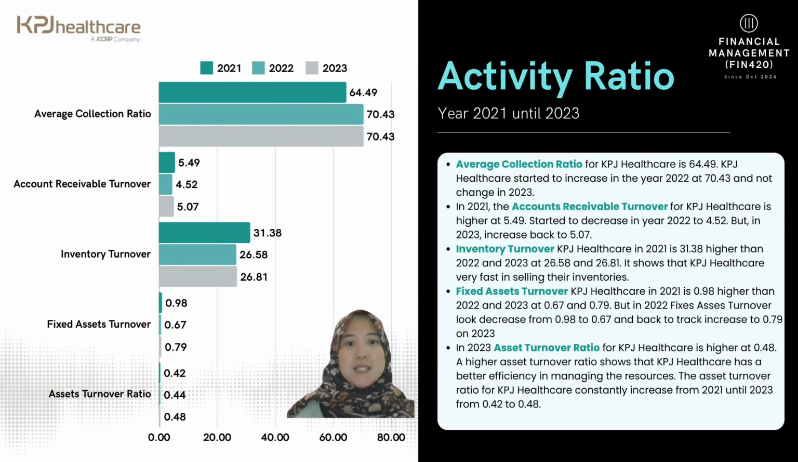In 2023, the asset turnover ratio for KPJ Healthcare is higher at 0.48. A higher asset turnover ratio shows that KPJ Healthcare is more efficient in managing its resources. The asset turnover ratio for KPJ Healthcare consistently increased from 2021 until 2023.